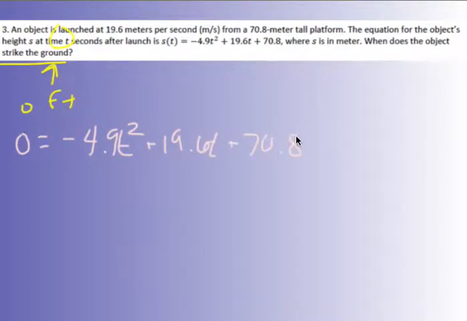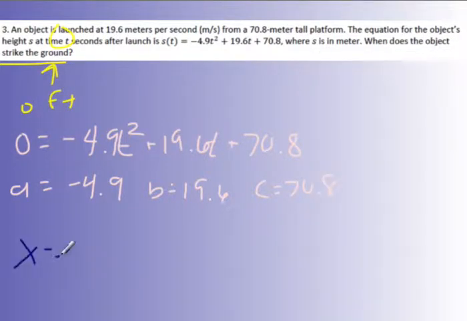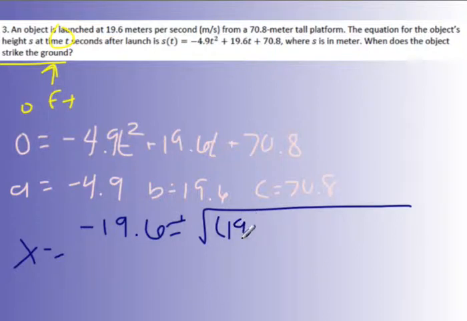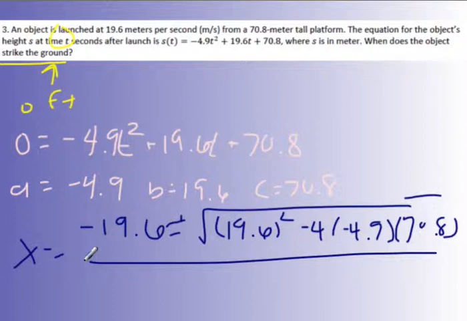Now I'm going to use the quadratic formula. My a is negative 4.9, my b is 19.6, and my c is 70.8. So I get that x is equal to the opposite of b plus or minus the square root of b squared minus 4 times a times c, all of that over 2 times a.